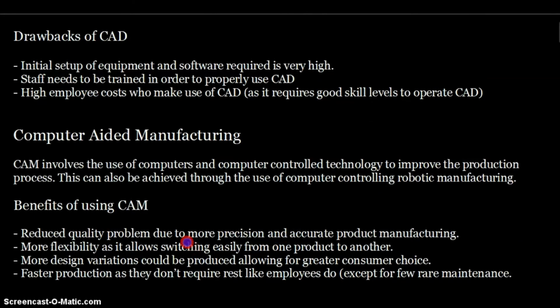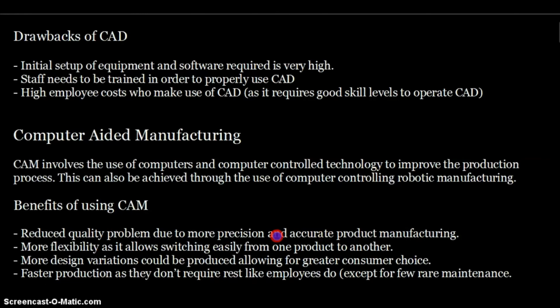Now, what are the benefits of using CAM? There's overall reduced quality problems due to more precise and accurate product manufacturing. Since there's no humans involved, all the machines are directly operated. They make the product themselves. There's no need of instructions or anything required. Just need to set up the system, and it will make the product for you. So machines, we are humans, we make mistakes. Machines don't generally make mistakes unless they are programmed incorrectly, which is hardly the case. So there's more precision and accurate product manufacturing.